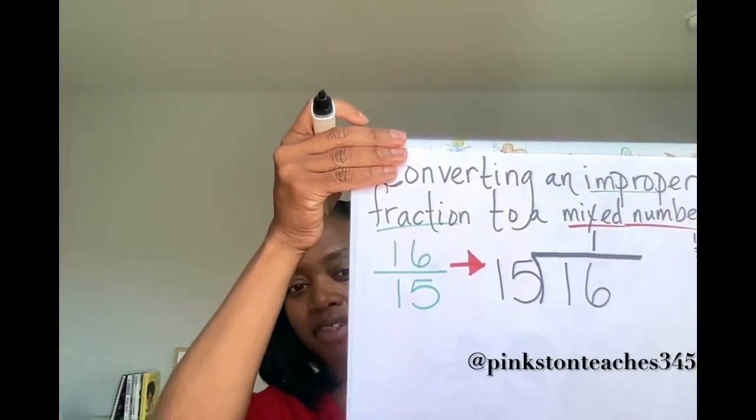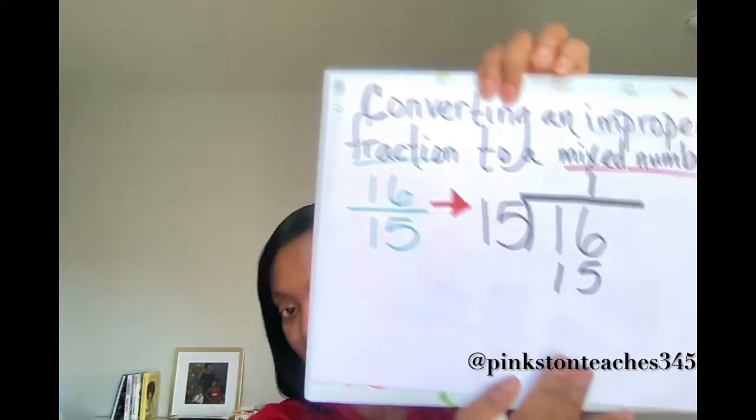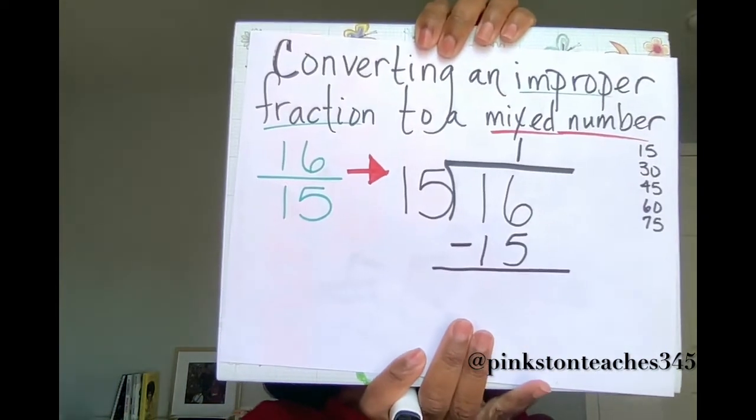So now the next step in long division is to multiply. Divide, multiply, subtract, bring it down, bring it back if you need to. So we are going to be multiplying 15 times 1. 15 times 1 is, you guessed it, 15. I'm going to now subtract. 16 minus 15 equals 1.